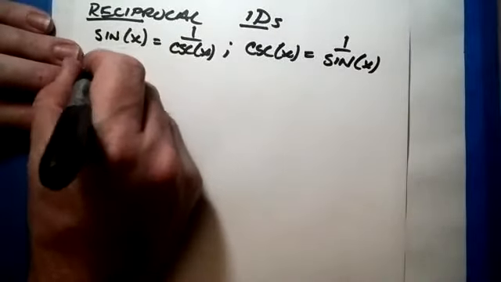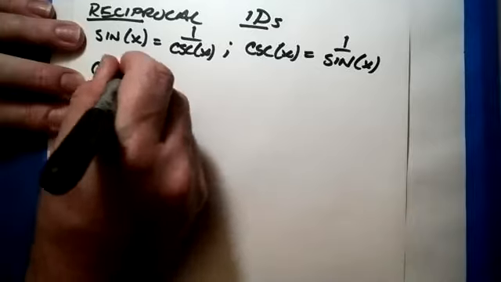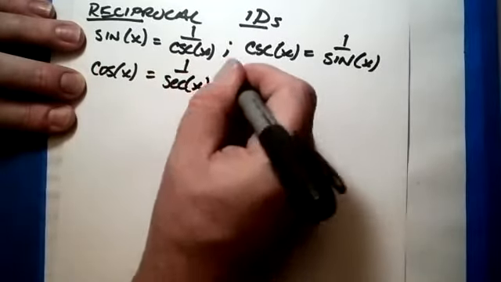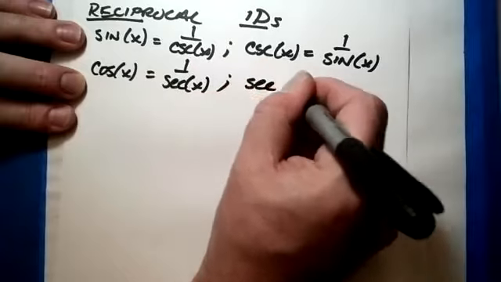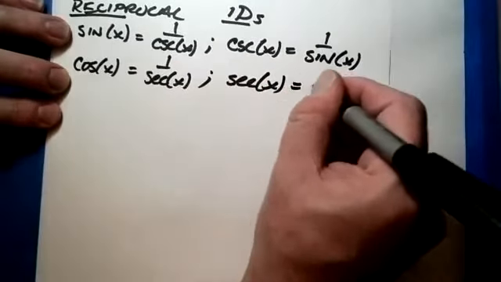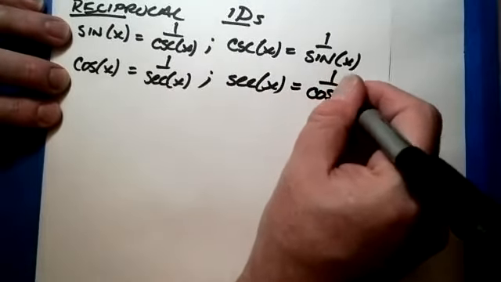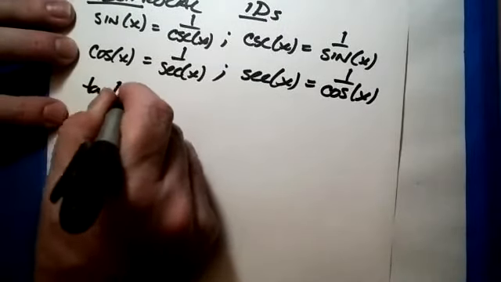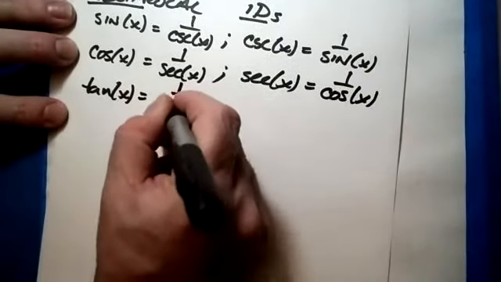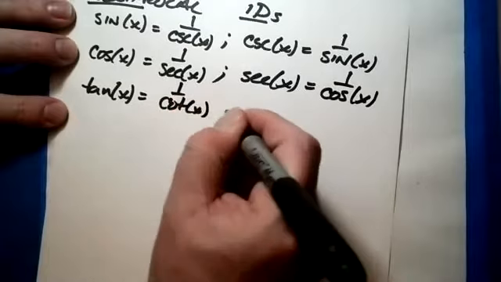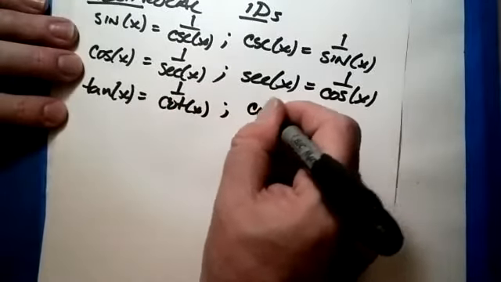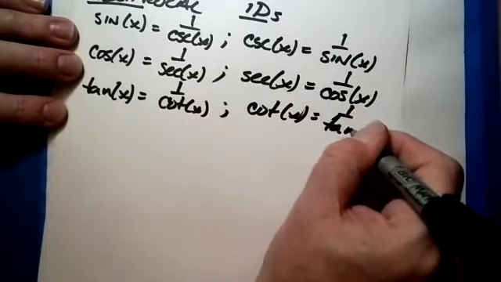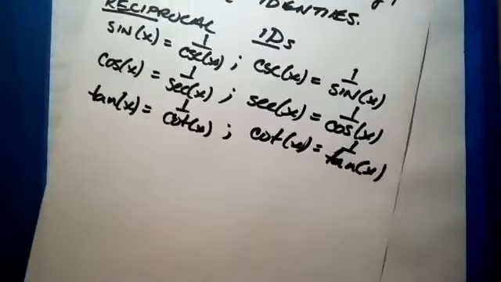There is one involving cosine, so cosine of x is equal to 1 over secant of x, and similarly, secant of x is equal to 1 over cosine of x. Finally, we have tangent of x equal to 1 over cotangent of x, and cotangent of x equal to 1 over tangent of x.